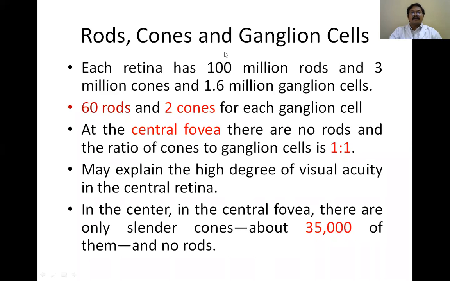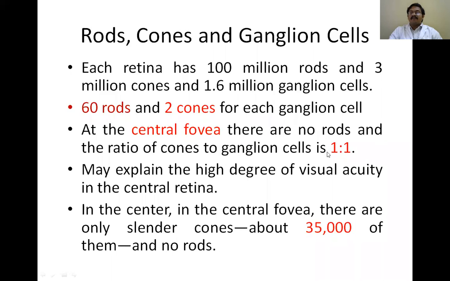Now consider the rods and ganglion cells. Each retina contains 100 million rods, 3 million cones, and 1.6 million ganglion cells. There are about 60 rods and 2 cones for each ganglion cell; for every 60 rods and 2 cones, one ganglion cell is present.